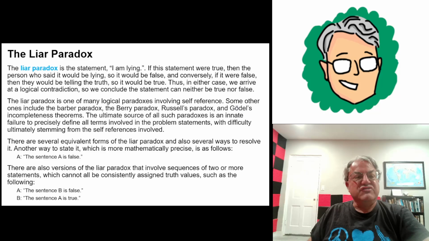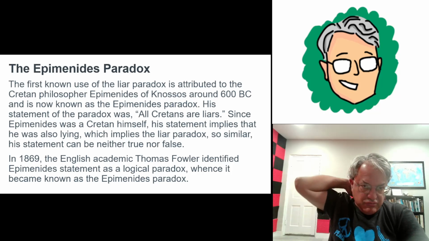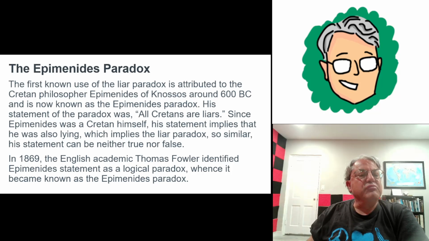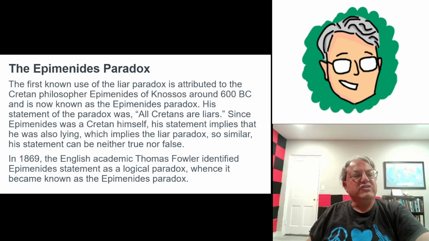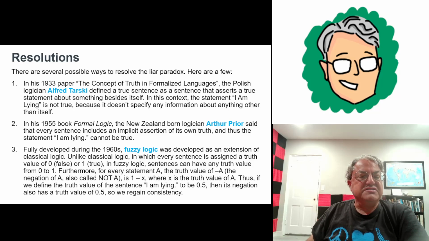So those are variations of the liar paradox. If you look at where this originated from, it was actually an ancient Cretan named Epimenides who came up with this paradox. It's also called the Epimenides paradox. The way he said it, he was from Crete, so he made the statement that all Cretans are liars. And you can see that statement implies that he's a liar since he's a Cretan. So it basically amounts to the same paradox. I think the first person to analyze this as a logical paradox was the English academic Thomas Fowler, in 1869. And there are several different ways you can resolve the liar paradox.